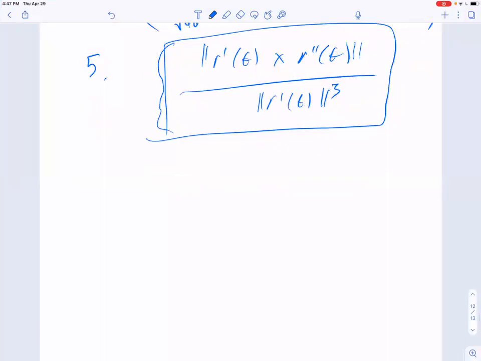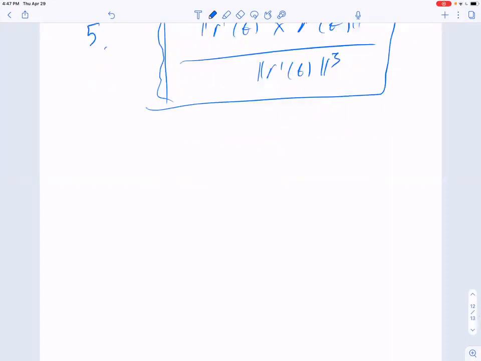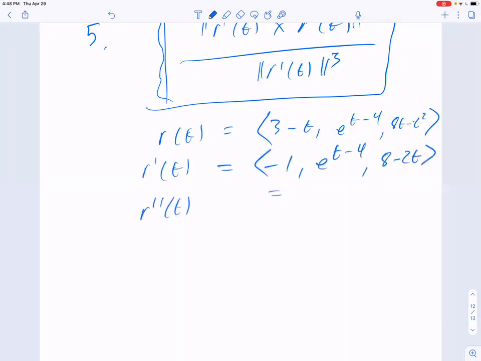So we have r of t equal to 3 minus e to the t minus 4, and 8t minus t squared. We need to find the velocity and the acceleration at t equals 4. The velocity is minus e to the t minus 4, and 8 minus 2t. We plug in 4 and get minus 1, 1, and 0.